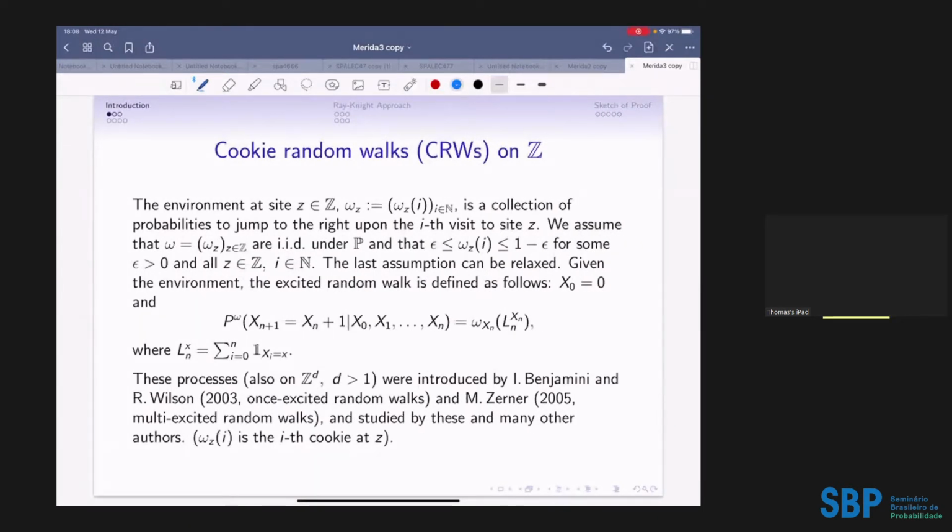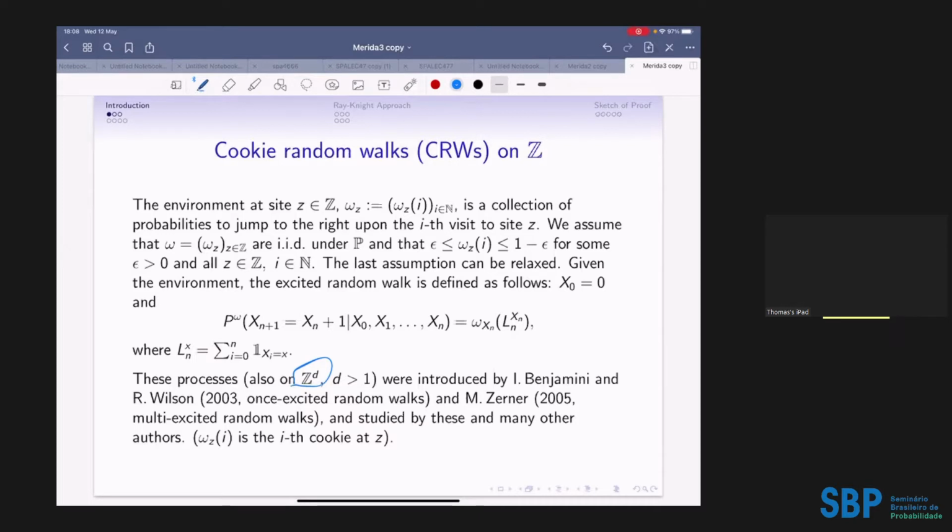Okay. So, to recall, I'm going to be talking about cookie random walks on Z, even though the first papers were about cookie random walks on Z^d. I'm going to talk about cookie random walks on Z because Z is a tree, and this enables the Ray-Knight approach, which is not available in higher dimensions.